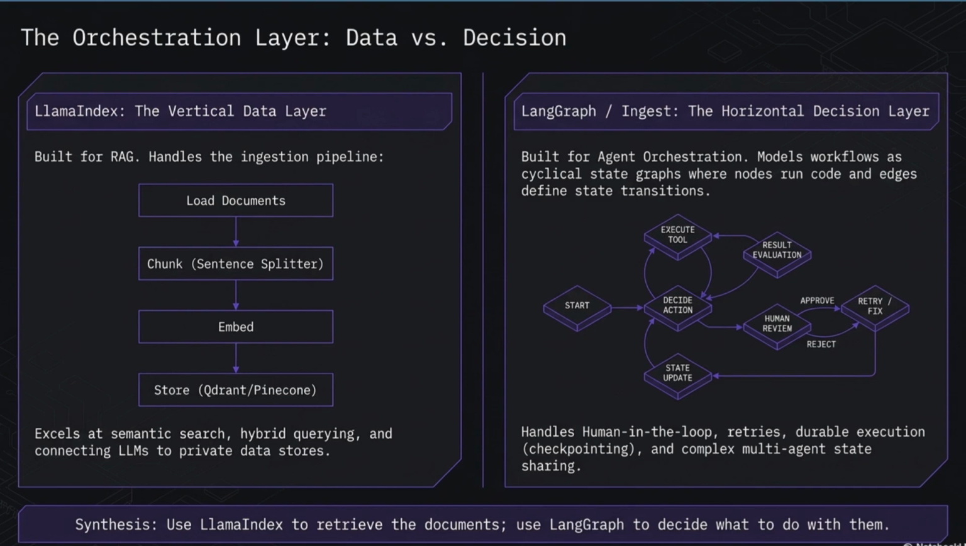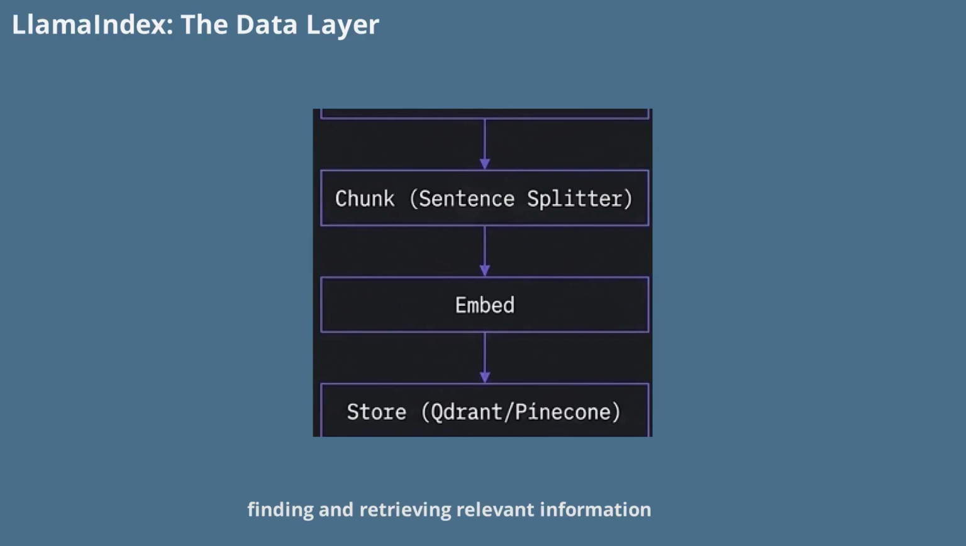LlamaIndex is purpose-built for RAG, managing the ingestion pipeline and document retrieval. It excels at semantic search, hybrid querying, and connecting language models to private data stores. By centralizing data operations, LlamaIndex streamlines the process of finding and retrieving relevant information.